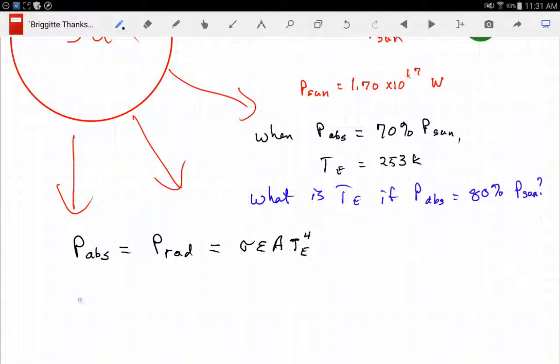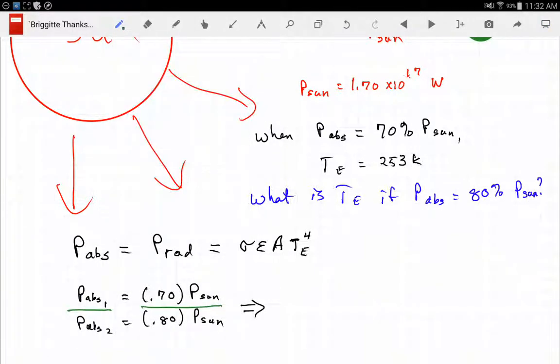So what we're going to do is say, okay, in scenario 1, power absorbed 1 was equal to 0.70 multiplied by the power of the sun. Power absorbed 2 is equal to 0.80 times the power of the sun. So if I take the ratio of these, I will have my answer. Let me just put in a divider sign here. So we have our ratio.